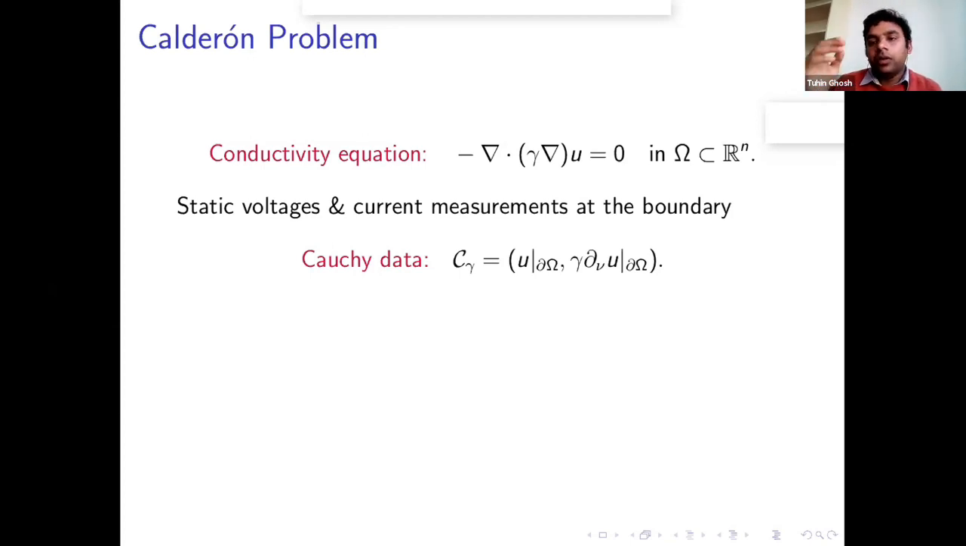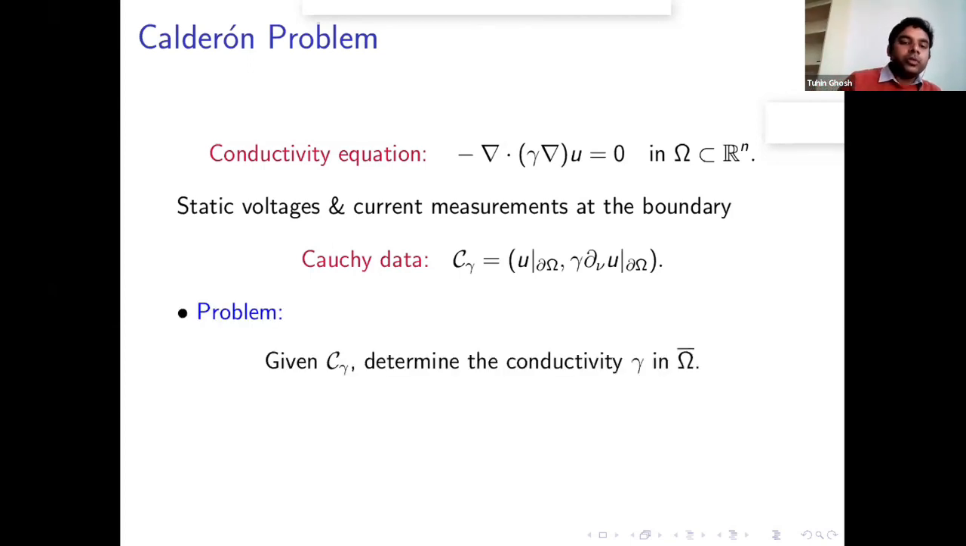Now the question is that you're measuring something on the boundary and you want to detect the conductivity in the interior, or even in the whole domain omega bar. So this is the problem: given the Cauchy data C_omega, you would like to determine the conductivity gamma in the whole omega bar. This is the kind of inverse problem we talk about.